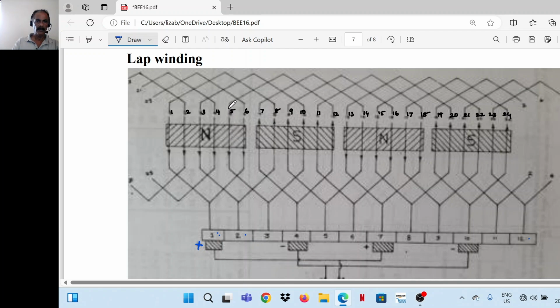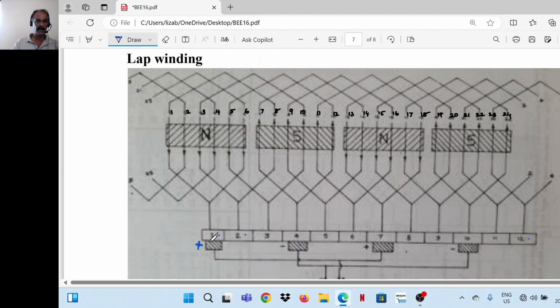10 goes to 5. 5 is connected to 12 and comes to the negative brush. So what are the conductors connected here?